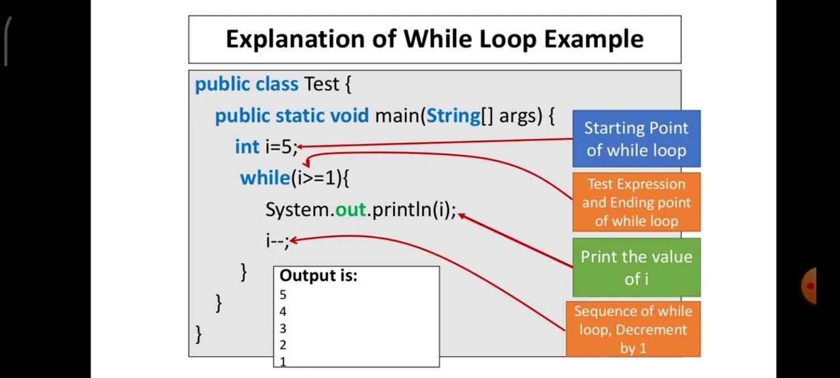And after that, is 4 greater than or equal to 1? 4 is printed. Now the value is decremented to 3. 3 is printed, then 2 is printed, then 1 is printed. After that value of i becomes 0. Is 0 greater than or equal to 1? Condition fails, it comes out of the loop.